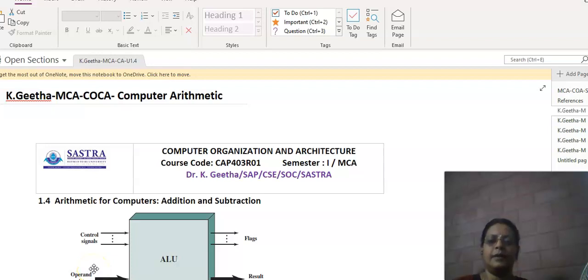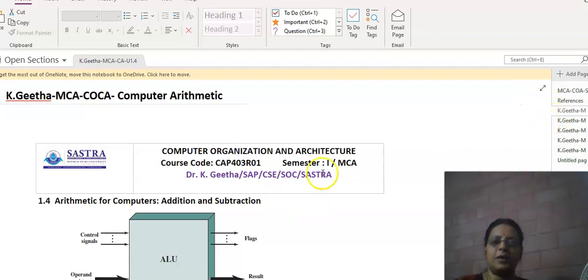Hello everyone. I'm welcoming you all to this session to discuss the topic arithmetic for computers in the first unit. As we already discussed, the CPU is the important unit in a computer, and in the central processing unit, the arithmetic and logic unit is the key component responsible for performing all the addition, subtraction, multiplication and division operations. And in this session we will discuss how addition and subtraction are carried out.